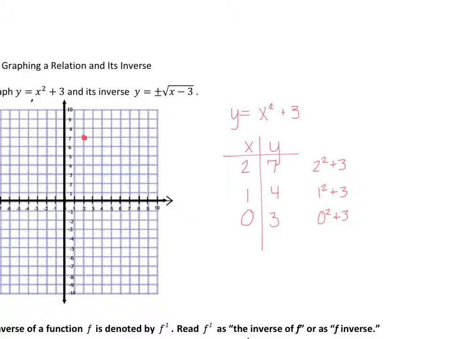Okay, so 2, 7, 1, 4, 0, 3. Let's do another one. Let's do -1 to see what it does. So -1 squared plus 3, what does that give us? 4 is correct. You with us, Big K? 4. Okay, so -1, 4.